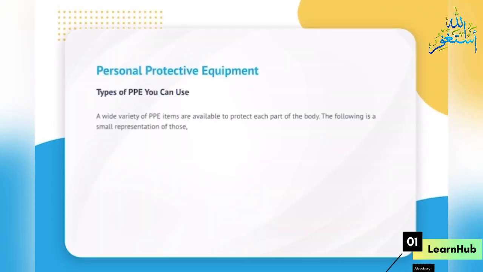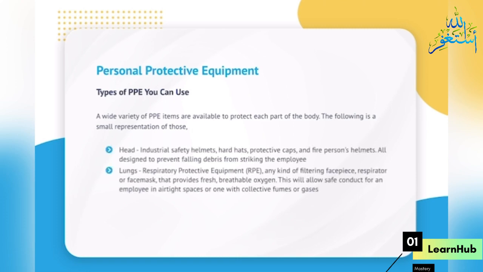Types of PPE you can use. A wide variety of PPE items are available to protect each part of the body. The following is a small representation of those. Head: industrial safety helmets, hard hats, protective caps, and fireperson's helmets. All designed to prevent falling debris from striking the employee.